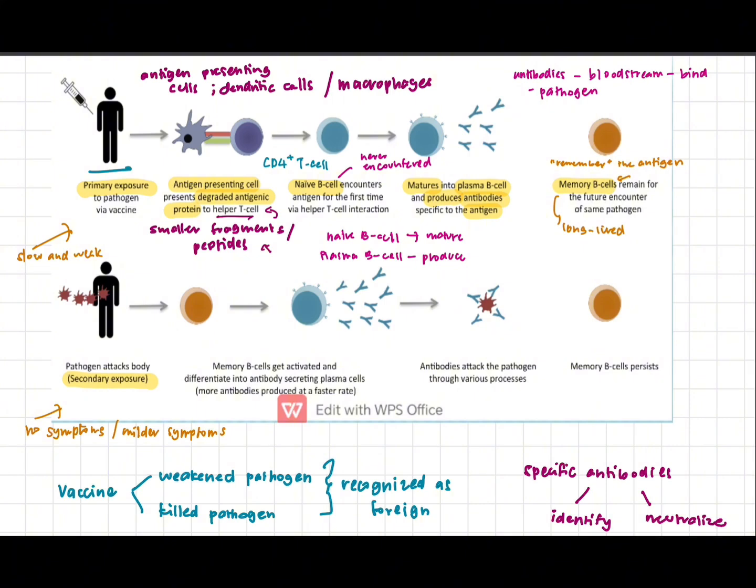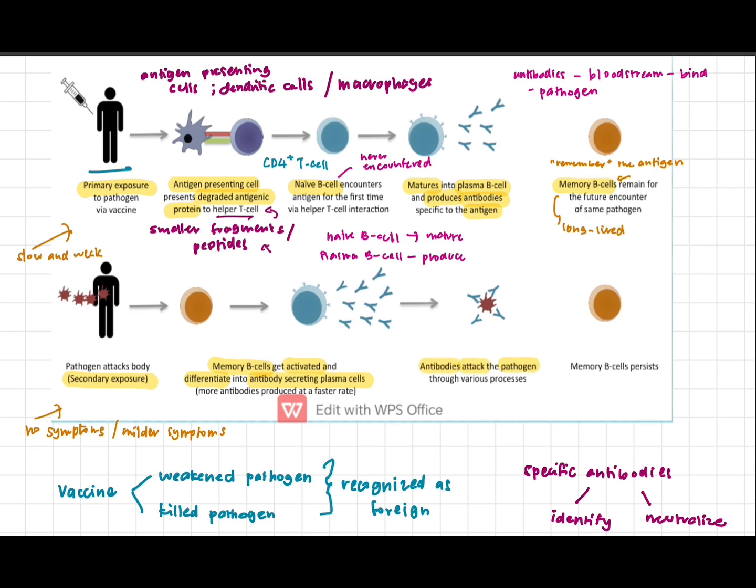When a person is vaccinated against a pathogen, the vaccine, like I said, contains a weakened or inactivated form of the pathogen, so that it can stimulate an immune response. This process leads to memory B cells. Upon exposure to the pathogen, the memory B cells get activated and differentiate into antibody secreting plasma cells. These plasma cells secrete large amounts of antibodies into the bloodstream, which can quickly identify and neutralize the pathogen, preventing it from causing further infections.